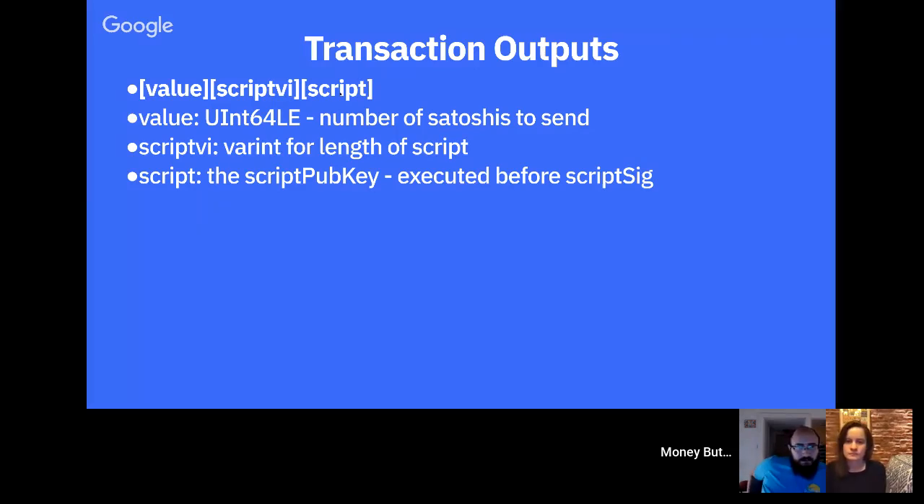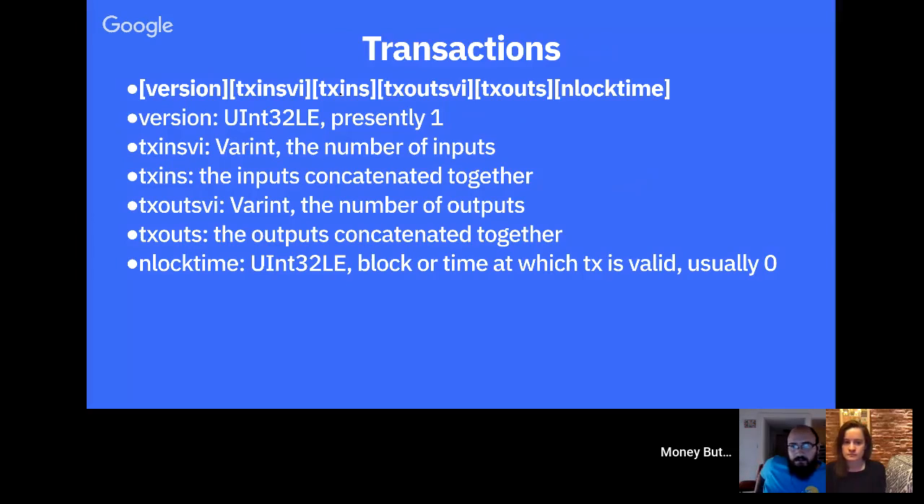So scripts are in the outputs and the inputs. A transaction looks like this. You have a version number, which I said in this presentation is presently 1. We actually have 2 version numbers that I'm aware of live on Bitcoin today: 1 and 2. 2 is used if you use check sequence verify, which is a new opcode. That's a long story; maybe we'll cover that one in a different presentation. But it's usually 1. You also have the number of inputs, followed by every single input one after the other, followed by the number of outputs, followed by the outputs one after the other, followed by lock time.